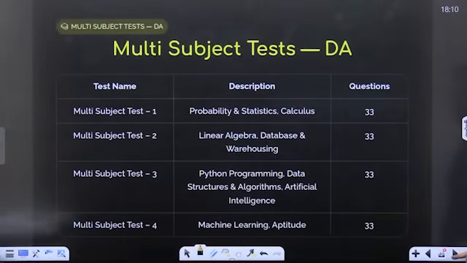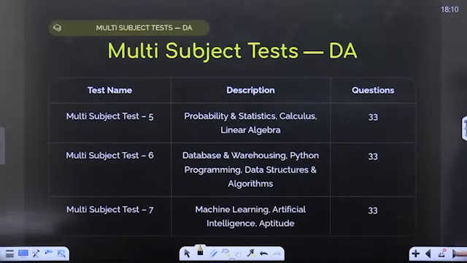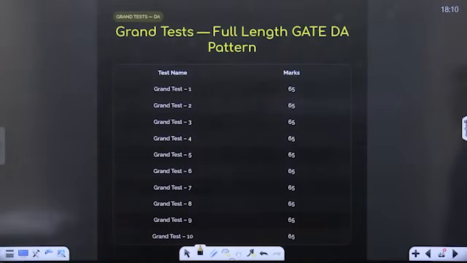And then we have multi-subject tests. And then we have grand tests, 10 grand tests.